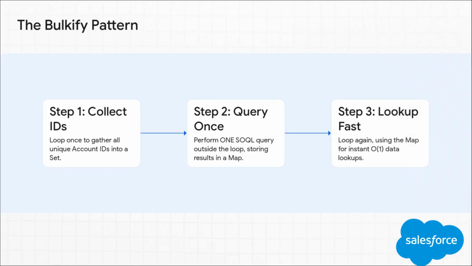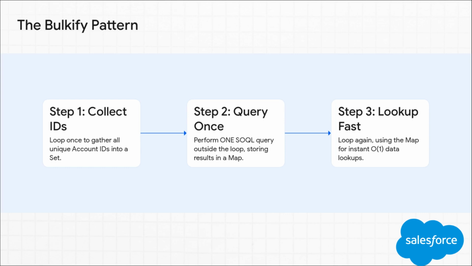And here is the beautiful transformation. It's a simple, repeatable 3-step recipe. Step 1, we loop through everything once just to grab all the account IDs and stick them in a set for uniqueness. Step 2, we do one single SOQL query outside the loop and put all the results into a map. And step 3, we loop through our opportunities again, but this time, instead of running a query, we do a lightning-fast lookup from our map. Just like that, we've gone from code that dies at 101 records to code that can handle thousands, no problem.